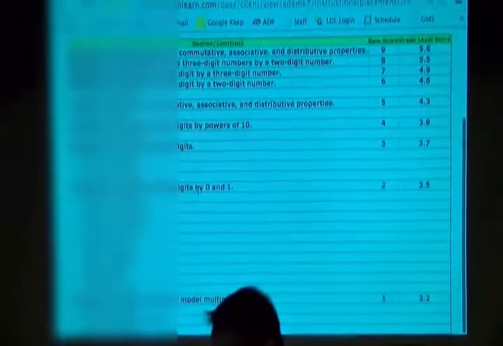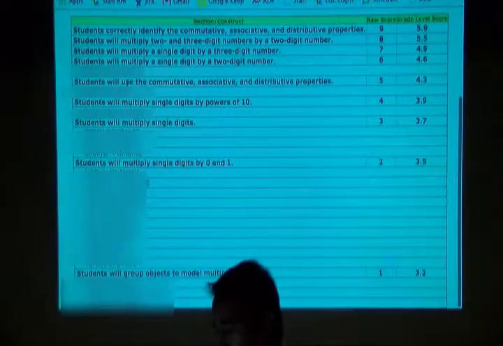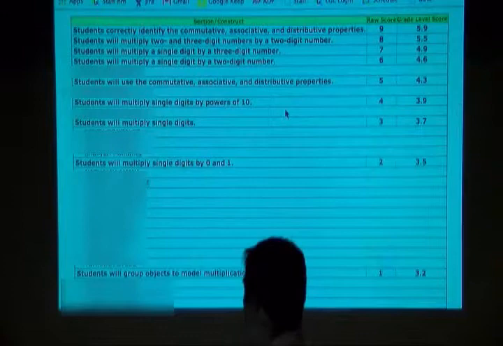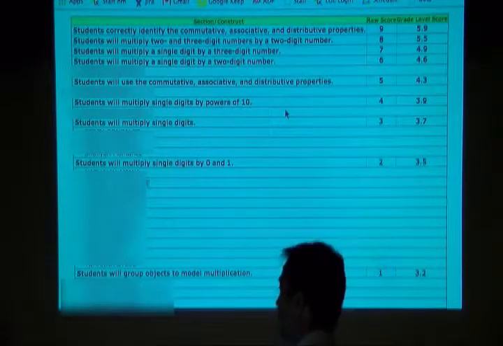Students will multiply single digits by 0 and 1. Students will multiply single digits. Right up here, commutative, associative, and distributive property, the practice of it. And you see there's your students, your distribution within mathematics, or multiplication, sorry.